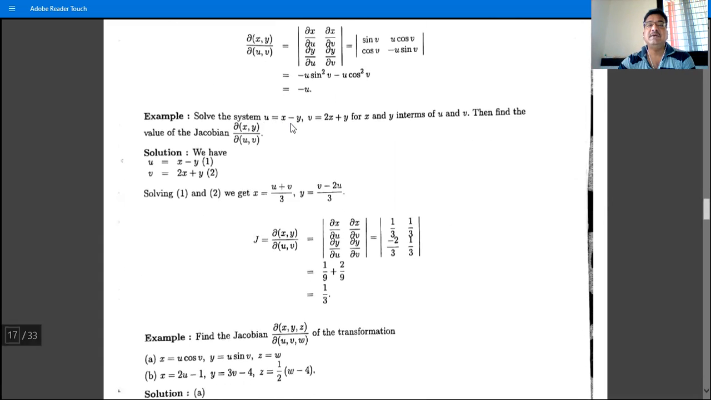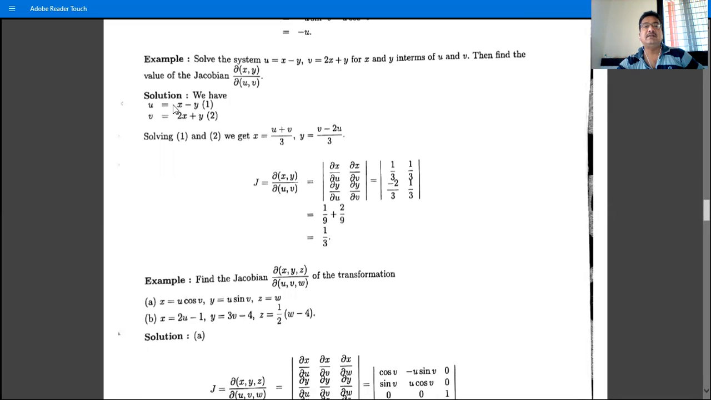Next, solve the system u = x minus y, v = twice x plus y, for x and y in terms of u and v. Then find the Jacobian ∂(x,y)/∂(u,v). So first find the values of x and y in terms of u and v. After solving, we add and subtract: subtracting these two, we have x, and adding these two, we have y. If we multiply equation number 1 by 2 and then subtract, we have this. So very simple.